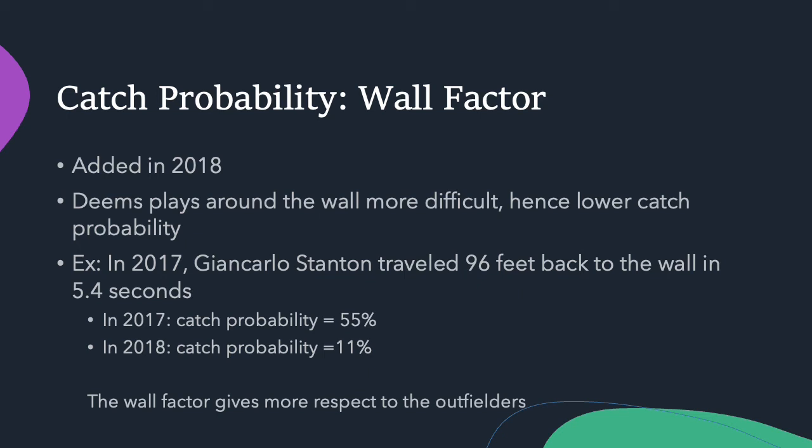As mentioned earlier, the wall factor is assessed when looking at catch probability. This was added in 2018, and it deems plays around the wall a little bit more difficult, which results in a lower catch probability. For example, in 2017, Giancarlo Stanton traveled 96 feet back to the wall in 5.4 seconds to make the play. That year, his play received a catch probability of 55%. However, when the wall factor was added in 2018, the catch probability dropped 44% down to 11%, which makes this out to be a much more difficult play than it was.